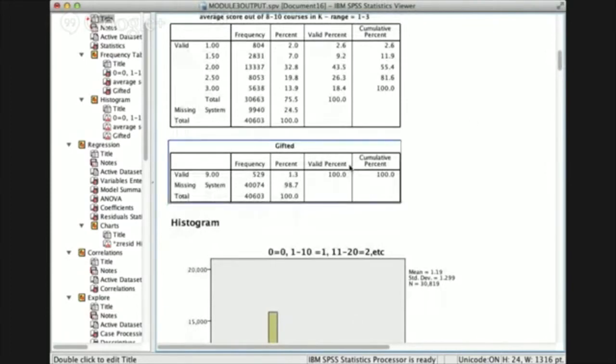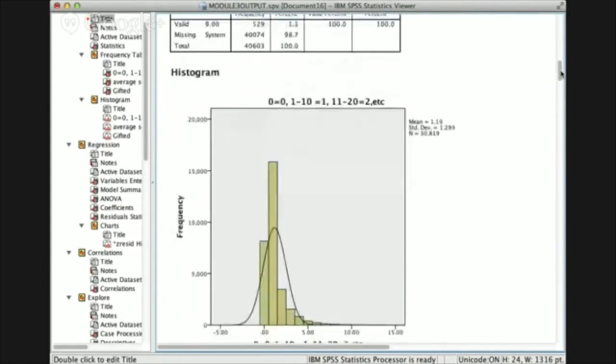And then for gifted, there's only 529 kids identified as gifted in kindergarten. So that's kind of an easy one because it's either you are or you aren't. There's not much of an option. You can't be somewhat gifted.